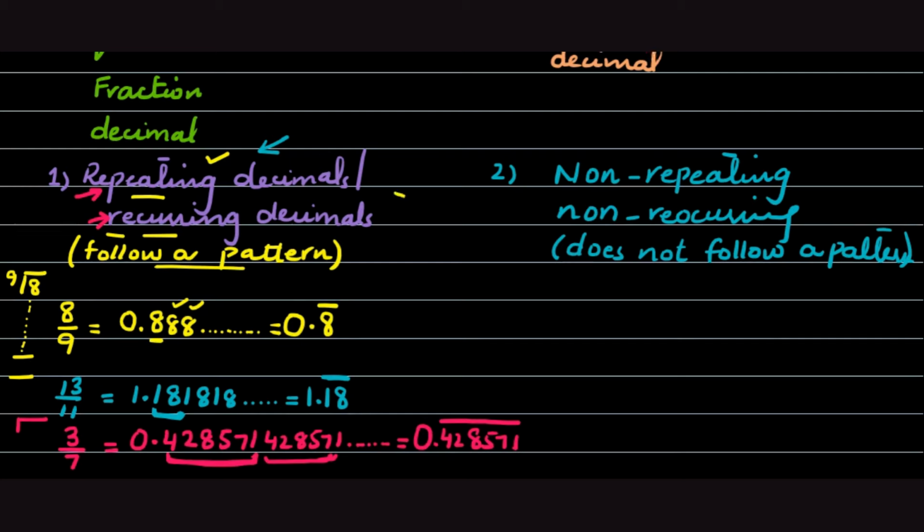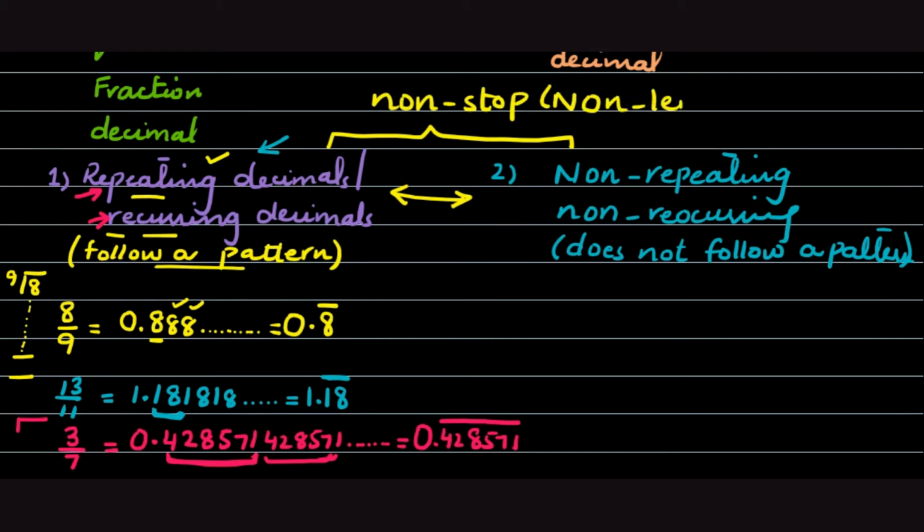What is similar in both of them? The similarity is they both are non-stop, which means non-terminating. But where is the difference? The difference is that one follows a pattern, but the other doesn't. Let's have some examples.